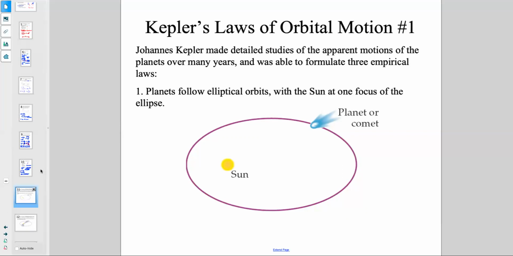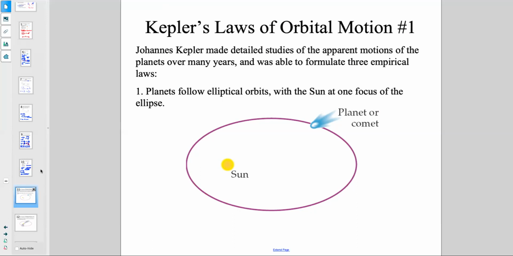But then there was an error of about 8 arc minutes between the theoretical values, considering the perfect circle, and Tycho's observations, or experimental values. So there was an 8 arc minute disparity, or an error between the actual observations and the theory. And so Johannes Kepler wrote down some laws in order to explain what the orbital motion should be.